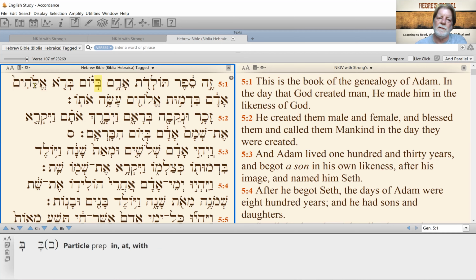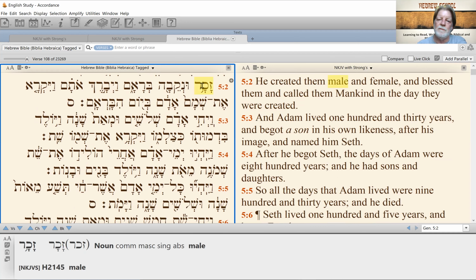So in the day that God created Adam, created him, bidmut, in the likeness, or actually the likeness is a better translation of this. Elohim. So Adam was made in the likeness of God. Asa, he made. Oto is him. He made Adam. God made Adam.